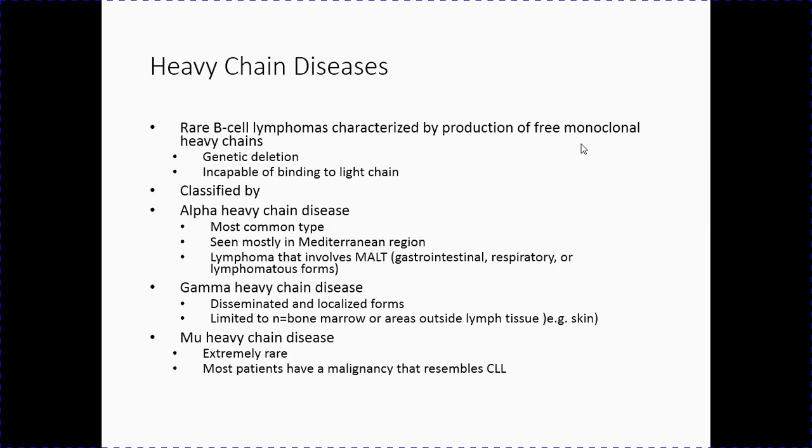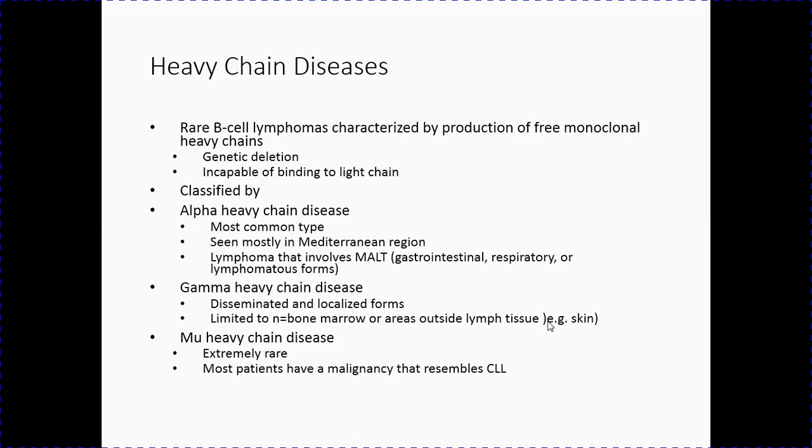The gamma heavy chain disease is associated with the production of gamma heavy chain. These are more localized forms. They're limited to bone marrow or areas outside of the lymph nodes, like the skin.